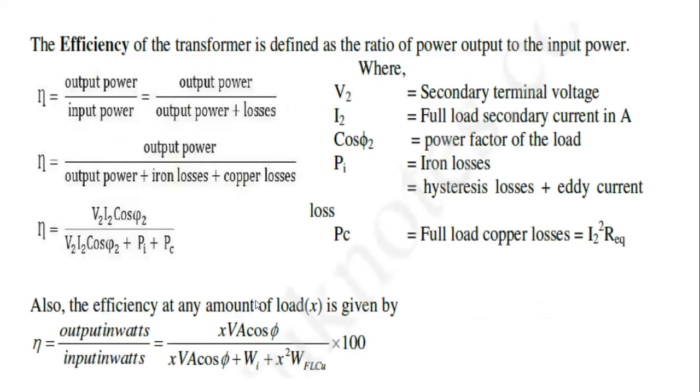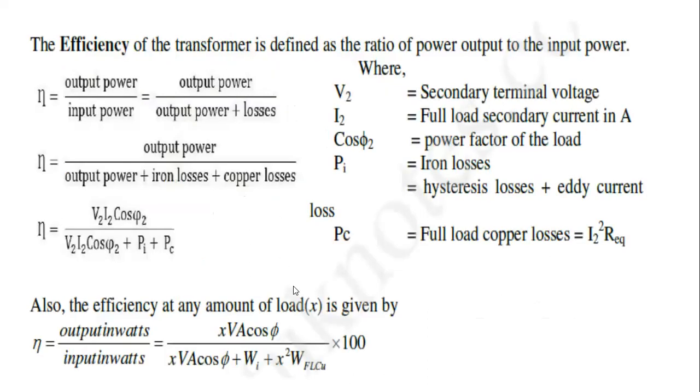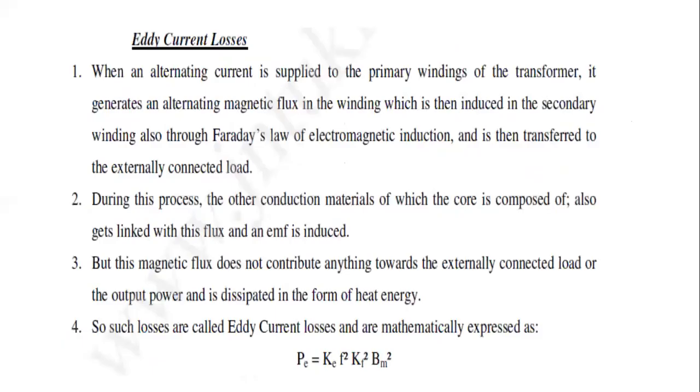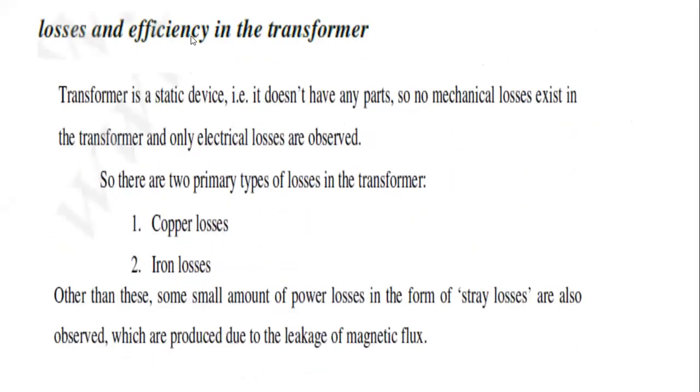This is the efficiency formula, and this is the condition for maximum efficiency. What is the condition for maximum efficiency? The constant losses are equal to the variable losses. What are the constant losses? The iron losses, that is Wi, is equal to the variable losses. What are the variable losses? The I square R losses are the variable losses. This is the condition for the maximum efficiency of a transformer, and these are the various types of losses obtained in transformers.